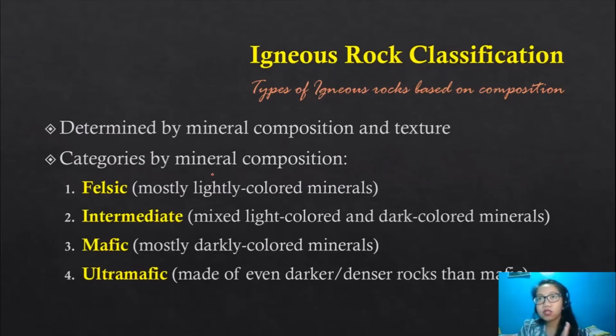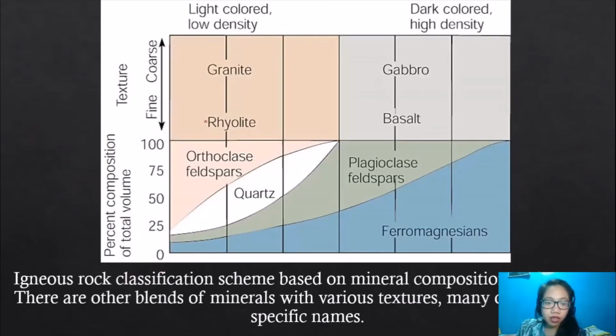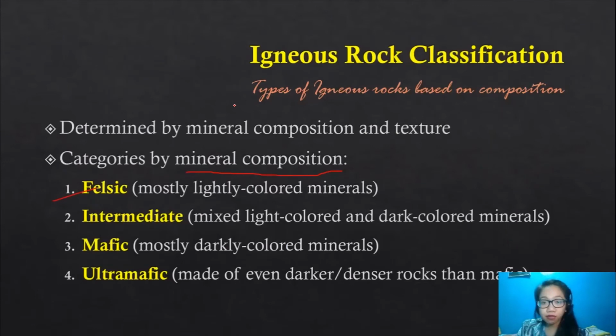So the intrusive and extrusive igneous types of rocks are based on their formation. Now, this is based on their composition or the minerals which are inside them. Here, categories by mineral composition. So first, felsic, they are lightly colored materials because they mostly contain silica and quartz. So it's referred here light colored and low density. So if it's mainly quartz and silica, that's felsic.